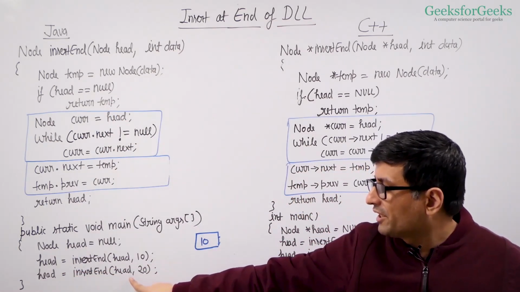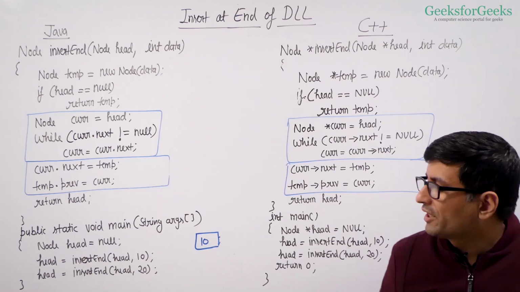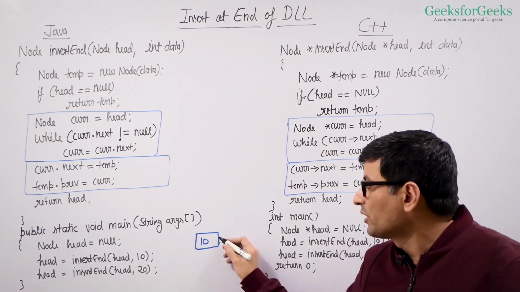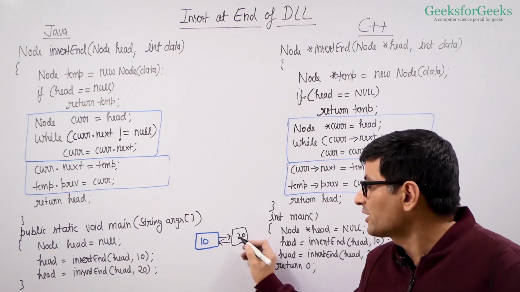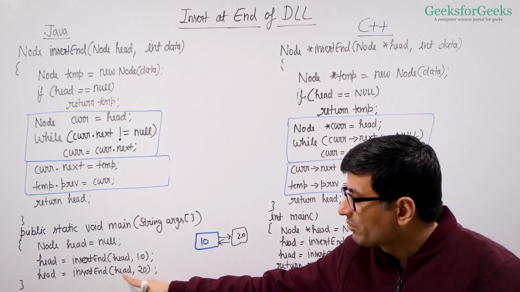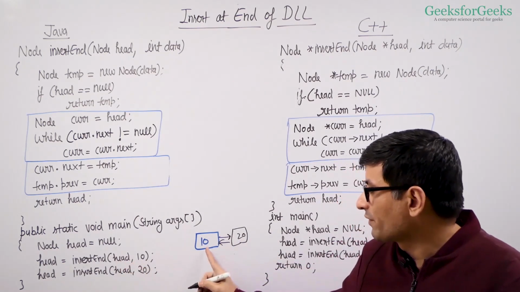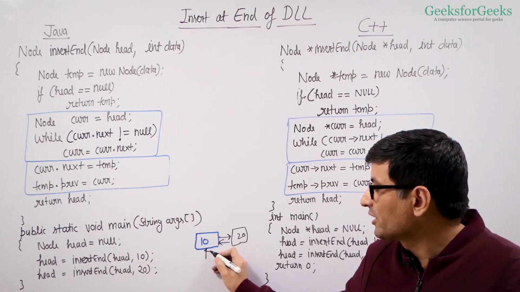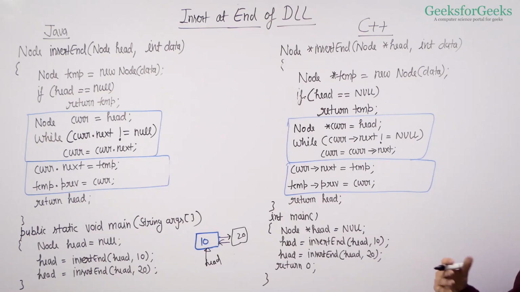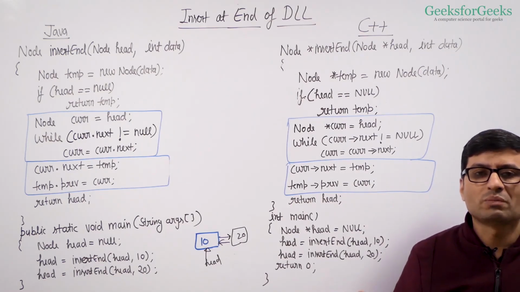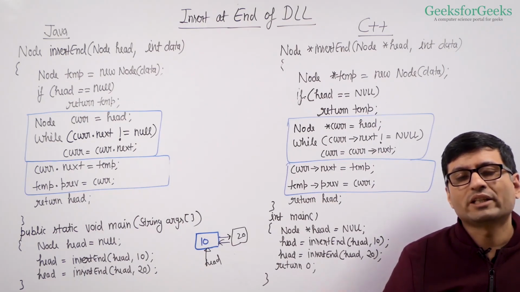Now we pass this head again and we insert 20 at the end. So what happens now? 20 is added at the end of this linked list. So 20 is added here, and this time the same head is returned back. You passed head which was referring or pointing to 10. The same head is returned and you still have the same head. So that's how this insert at the end function can be used, and it always inserts at the end whether you pass an empty linked list or you pass a linked list with some nodes.